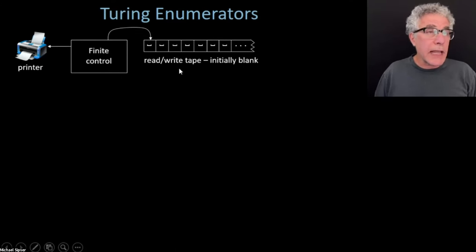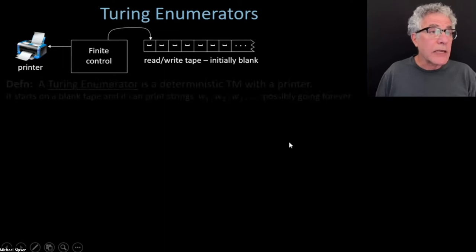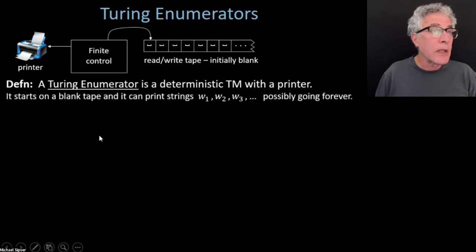The Turing machine has a tape as before, except we never provide any input to the machine. The tape always starts out fully blank. It's only used for reading and writing, only for keeping work. It's not the way you present the input. So how do you talk about the language of the machine? Well, the way you work this machine is you take this enumerator, a deterministic Turing machine with a printer, as I mentioned.